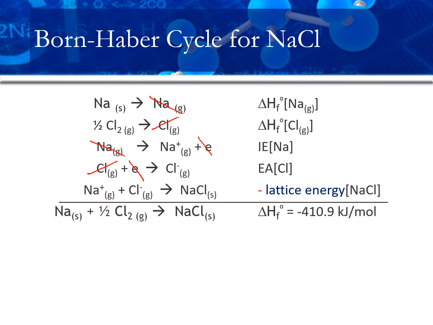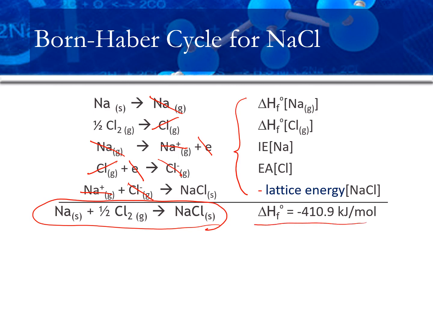The sodium ion itself in the gas phase cancels with the sodium ion on the left-hand side of the minus lattice energy equation. The chloride on the right in the fourth equation cancels with the chloride on the left, and we are left with our formation reaction, so that if we add together by Hess's law all of these energies, it should give us the heat of formation for sodium chloride.